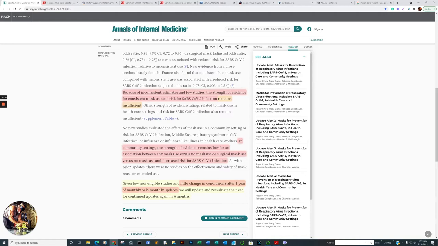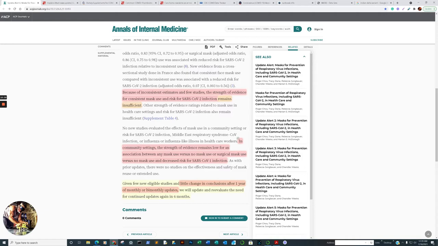We looked at a lot of articles in reference to research questioning the utilization of masks. But the problem is they haven't found any studies, not some guy in the lab checking the moisture retention and moisture exposure in a lab setting. We're talking real world settings. Here we go. Proceed. In community settings, the strength of evidence remains low for an association between any mask use versus no mask use or surgical mask use versus no mask use.